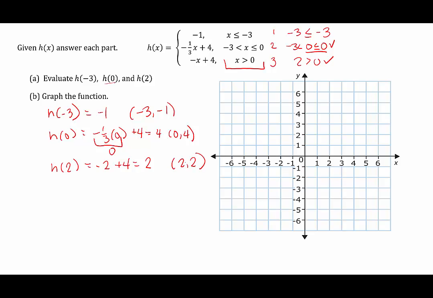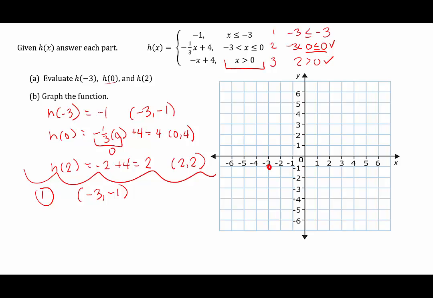Okay, that's part A. Now we want to graph this. And again, we have 3 distinct pieces, so we need at least 2 pieces of information from each piece. Let's start with piece 1. Piece 1, what do we know about it? We know it's ending at -3, and we already have the ordered pair -3, -1. We can go ahead and graph that, because let's see what happens.